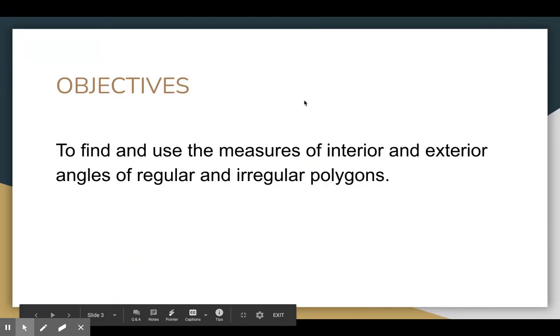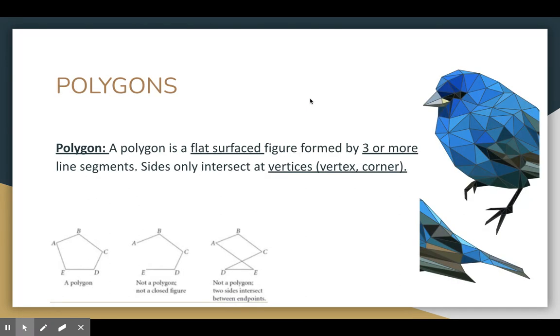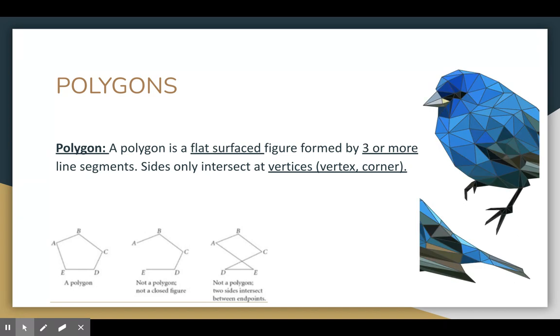Our objective in this lesson is to find and use the measures of interior and exterior angles of regular and irregular polygons. So what is a polygon? A polygon is a flat-surfaced figure formed by 3 or more line segments, and sides only intersect at vertices, or a vertex, or a corner. They cannot ever cross each other.